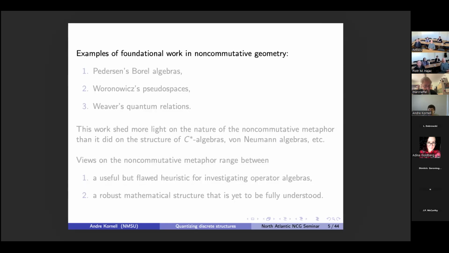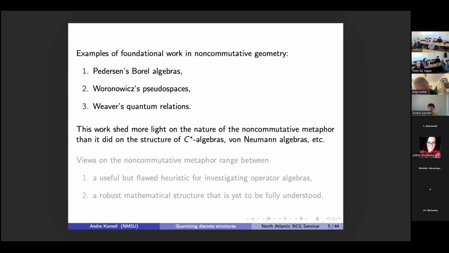So I want to highlight some examples of foundational work in non-commutative geometry to point out that it's not completely alien to the subject area. I would highlight Peterson's Borel algebras, Voronovich's pseudospaces, and Weaver's quantum relations as three examples. And these three examples certainly inform my own research, and they were formative for me as I was developing my attitude towards non-commutative geometry.